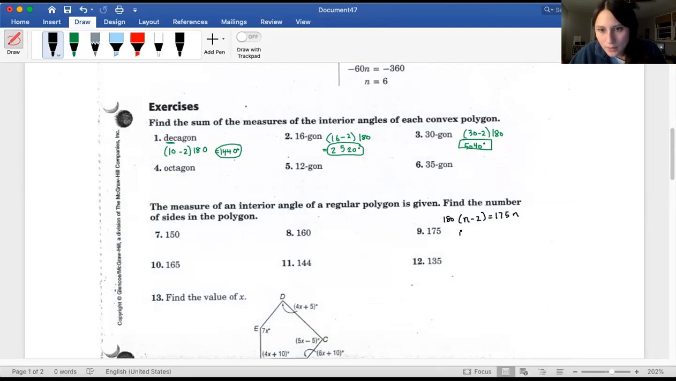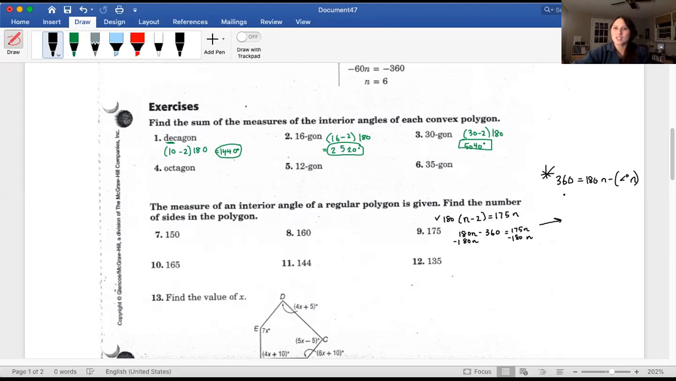You're going to realize that you can always just do 180n minus 360 equals 175n. And so then you're going to bring your like terms together. And so really you could even look at this as 360 equals 180n minus whatever your angle degrees are times n. So if this right here is confusing for you, just always start with this one.